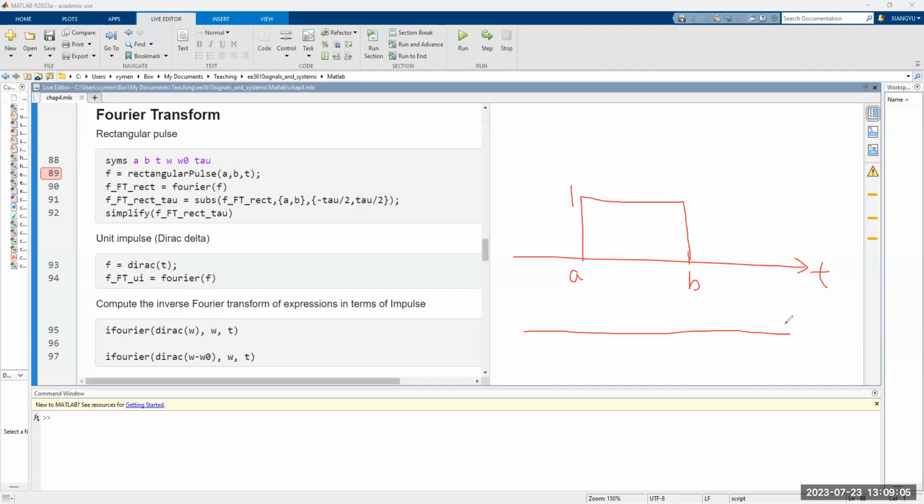The unit gate function is just a special case of this, when A is -1 and B is +1. When this is scaled by tau, A will be -tau/2, and B will be tau/2.